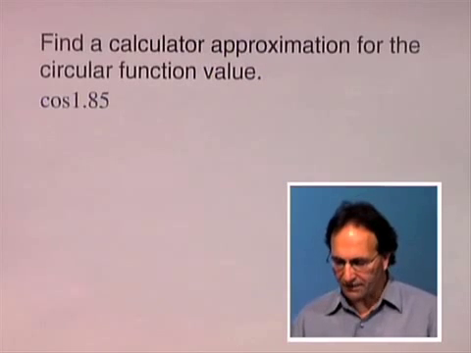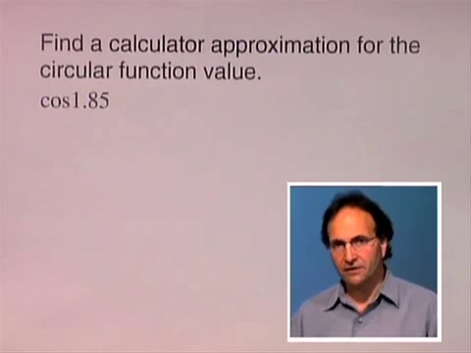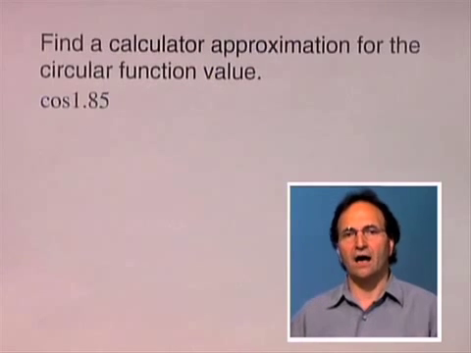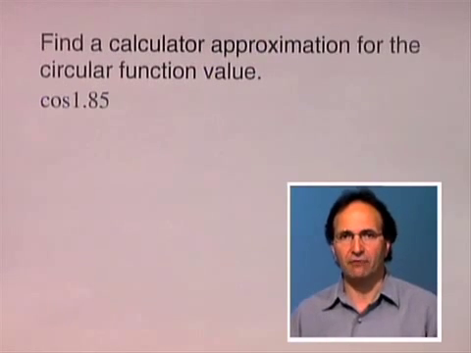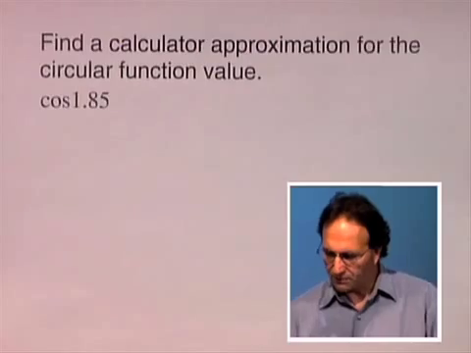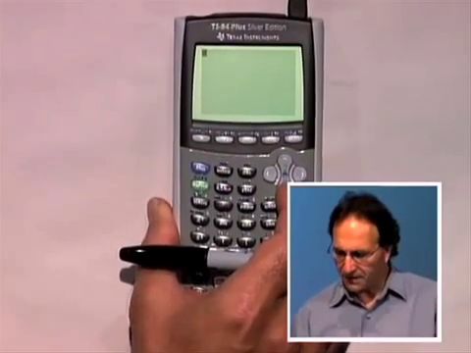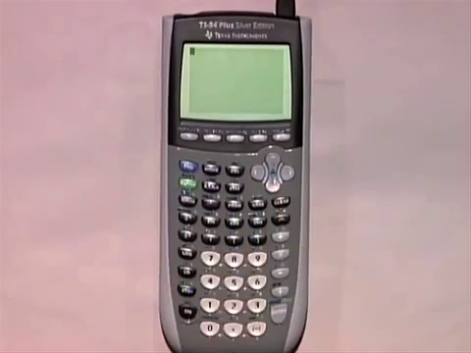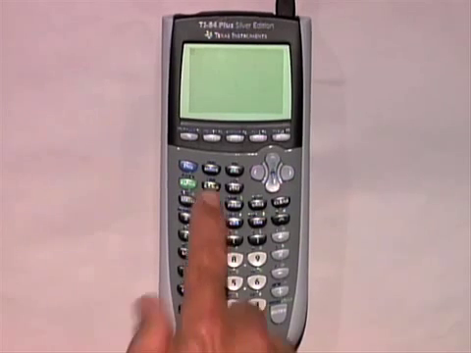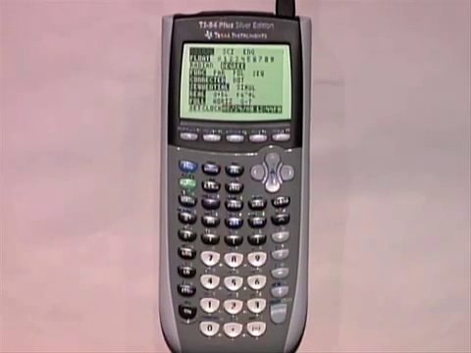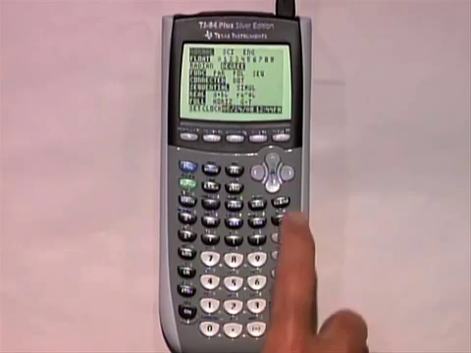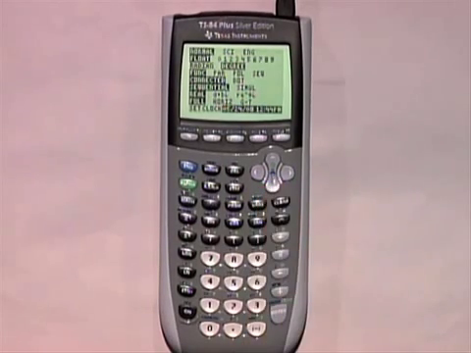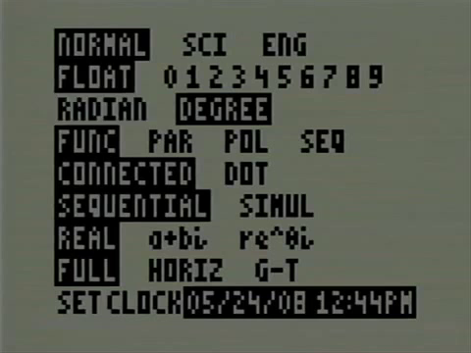In this example, we'll approximate circular function values. Find a calculator approximation for the circular function value cosine of 1.85 radians. So let's bring in our calculator. The first thing you want to do is to make sure that it's in radian mode. So we'll press the mode key. We'll move down to the third line where it says radian, and now that's where you see it blinking.